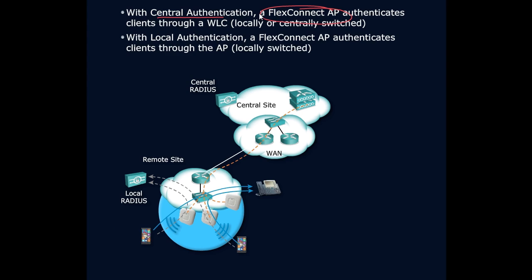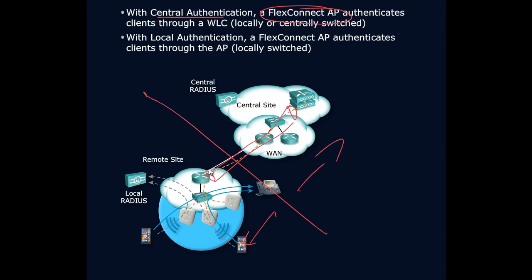So let me draw the line. Central environment on this side, local environment on this side. Centrally authenticated means a FlexConnect AP authenticates the clients through the wireless LAN controller. So what do we need there? I want to hear you loud and proud. What do we need? There's two terms you could use just fine. I heard some of you say CAPWAP tunnel. That's good. What's another one? DTLS tunnel. Great. That's what I was looking for.